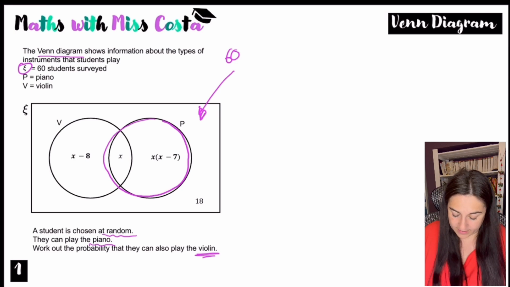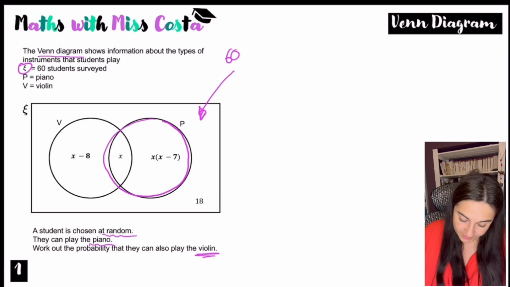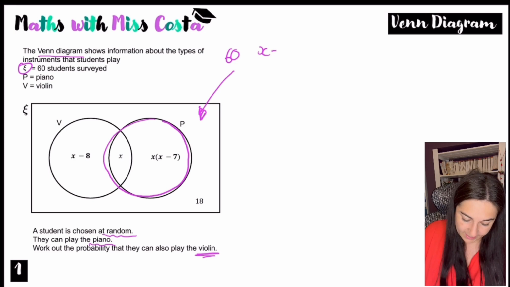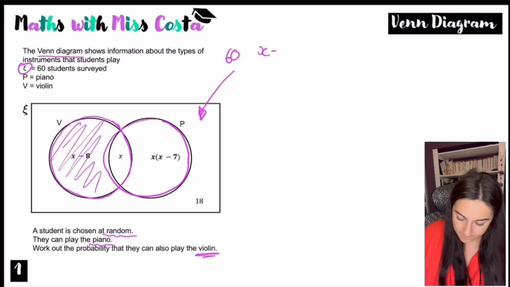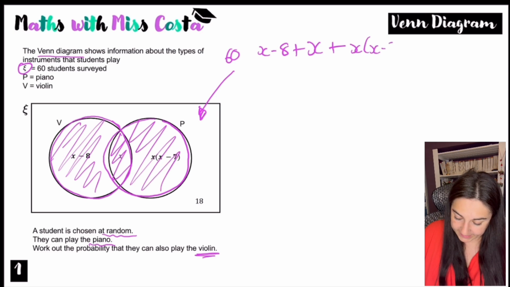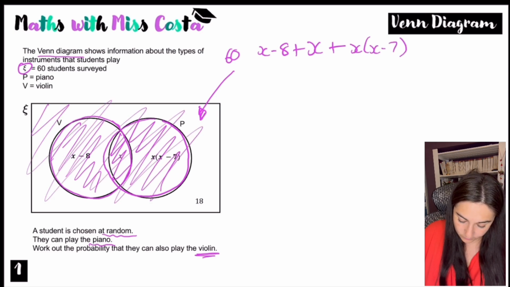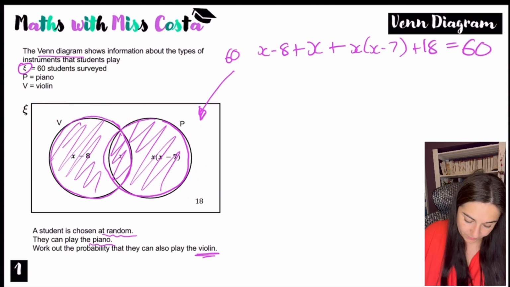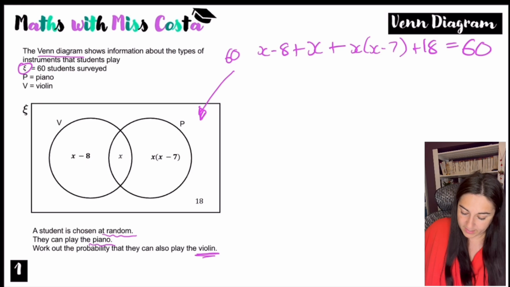And we know that each part of the Venn diagram must sum to make 60. So the first thing we need to do is set ourselves up a little equation. So we know that x take 8, so this part here, x take 8, plus x, plus x brackets x take 7, plus all of this, which would sum to 18, must equal 60. Okay, so I've accounted for each part of my Venn diagram and I know that it must make 60.